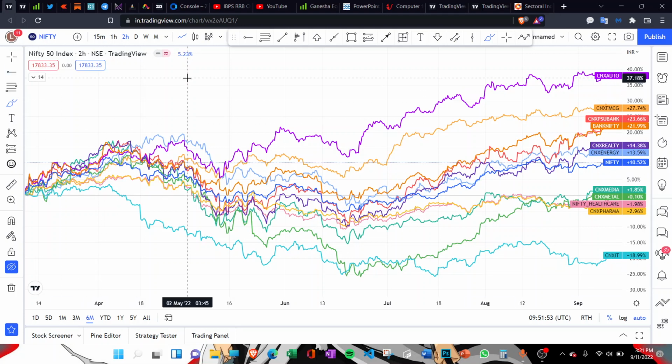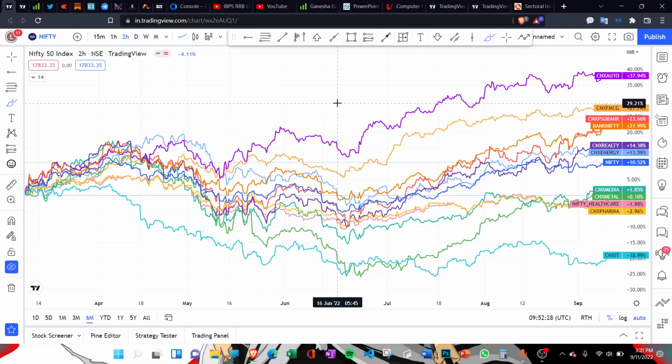From here you can clearly see the stocks belonging to the auto sector, FMCG sector, PSU bank sector, and the overall banking sector have been doing really well. Our benchmark, the Nifty 50 index, has given only 10.52% returns, and as compared to it, auto has given 37% and FMCG 27%. So one thing is clear: you should be looking at stocks belonging to these sectors: auto, FMCG, PSU banks, and Nifty Realty.